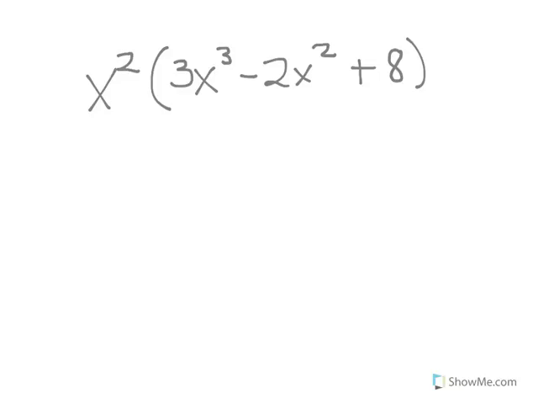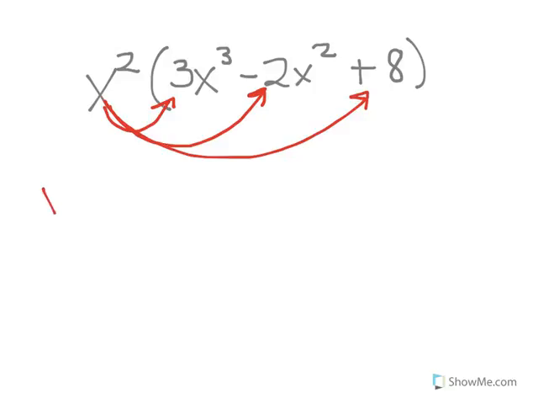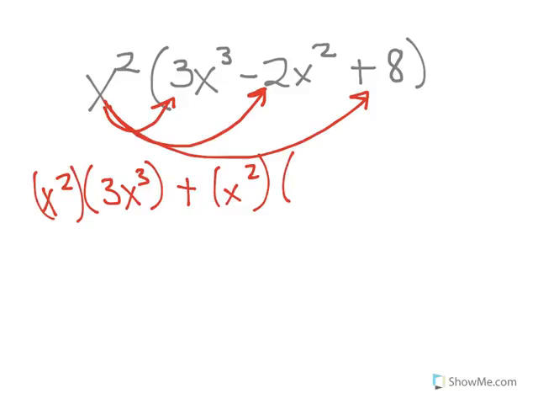So we will distribute x squared times 3x cubed, distributed to minus 2x squared, and the monomial x squared times 8. So that looks like x squared times 3x cubed plus x squared times a negative 2x squared plus my x squared times 8.